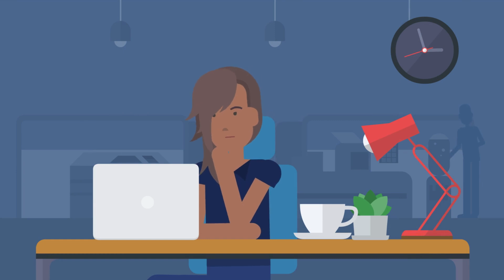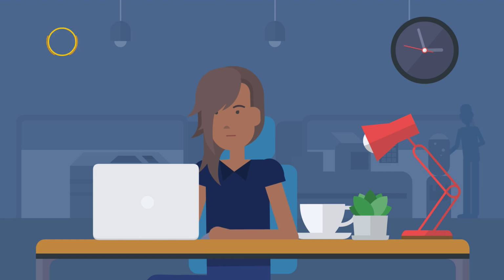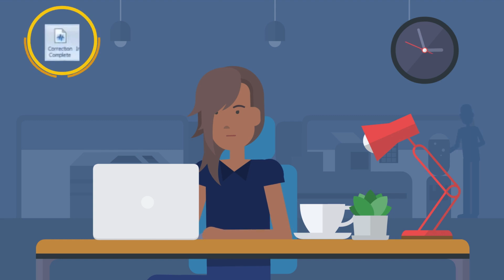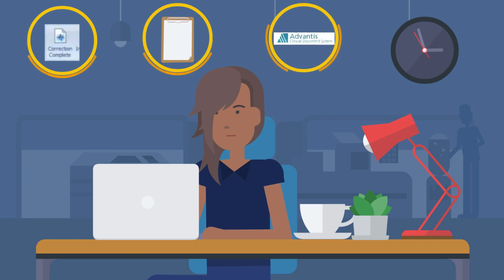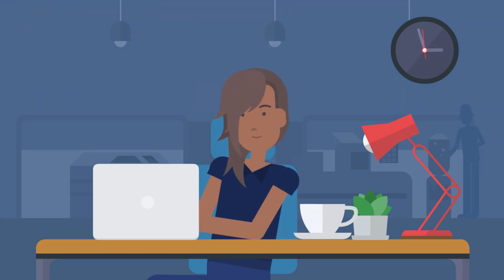So how does the secretary get the text from WinScribe into Advantis CDS? As soon as the Correction Complete button is clicked, the text is automatically copied onto the pasteboard. The text can now be pasted into Advantis CDS. Advantis CDS is used for all font and formatting editing of the document.